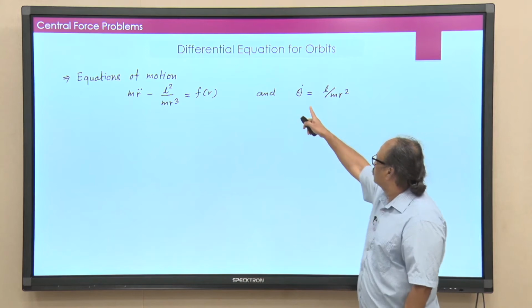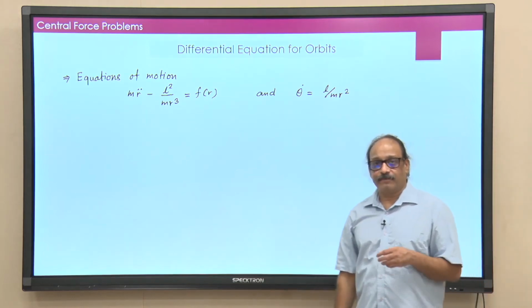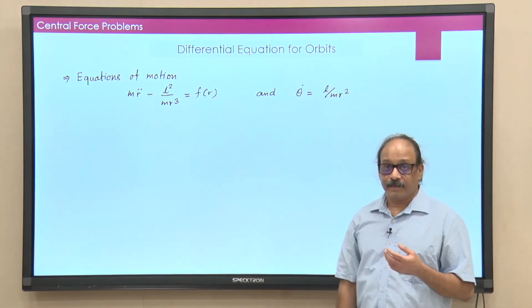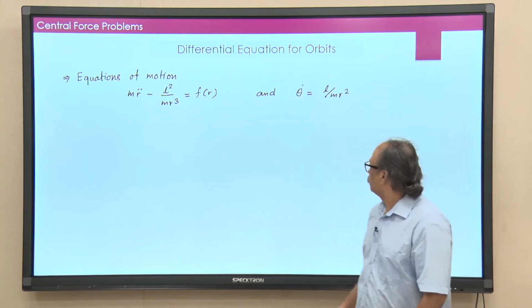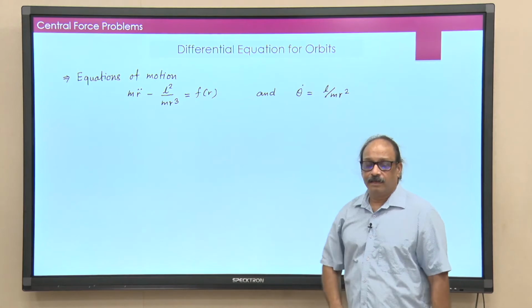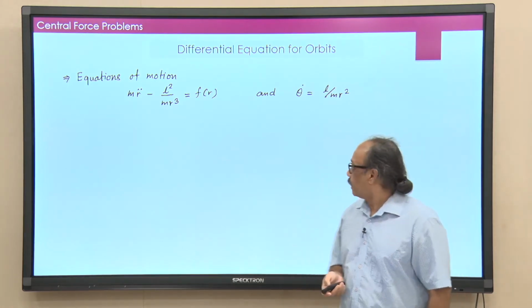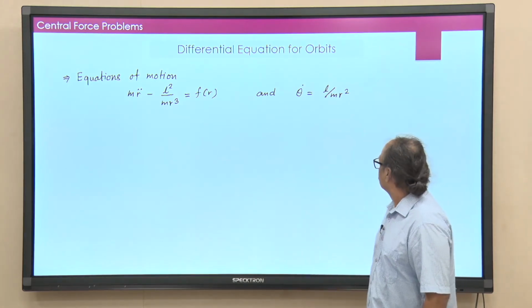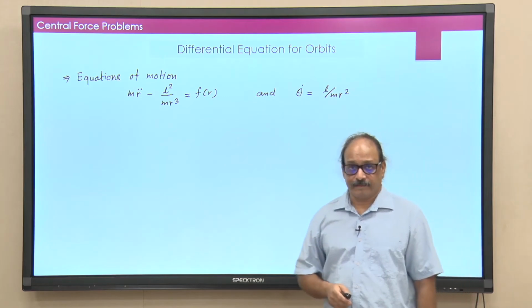And then of course, there is a theta equation. Because theta is a cyclic coordinate, we immediately have theta dot is equal to L by m r square, where L is the angular momentum, and this L is the conserved quantity.